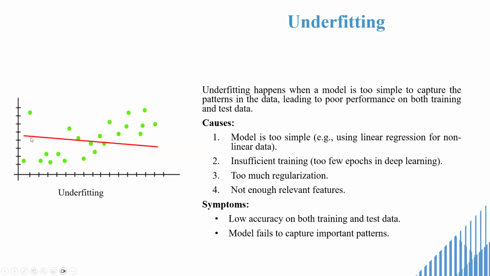You can see these are my true values, but my prediction is this line, the fit line. It means the model cannot understand the training data, nor the testing data. So the model is too simple, like using linear regression for nonlinear data. Causes can be insufficient training data, too few epochs, we will see what epochs are in deep learning, too much regularization, and not enough relevant features. So you get low accuracy on both training and testing. If both of them are bad, it means it is underfit. The model fails to capture important patterns, it didn't get any feature.